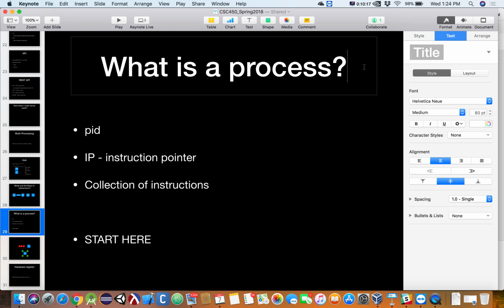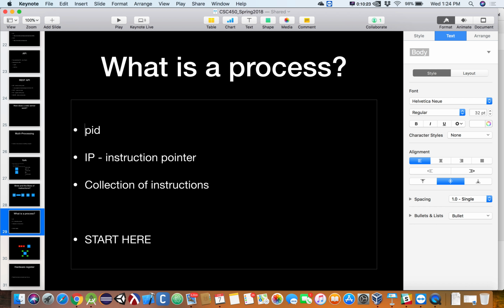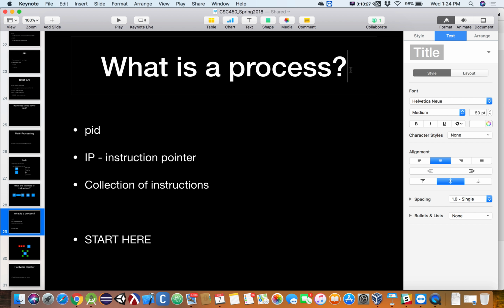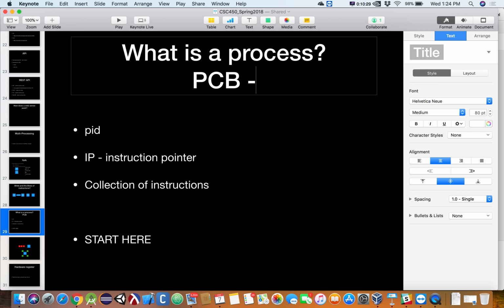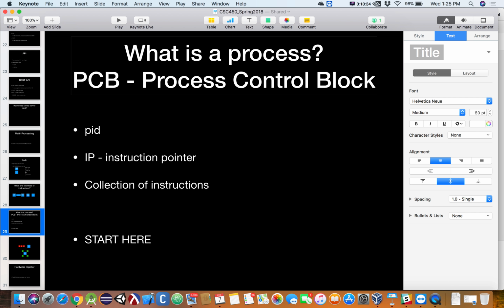The word process is in it. It's 3 letters, an acronym. I'm going to actually put it up here: PCB, process control block. That's the name of the data structure that holds the stuff related to the process.